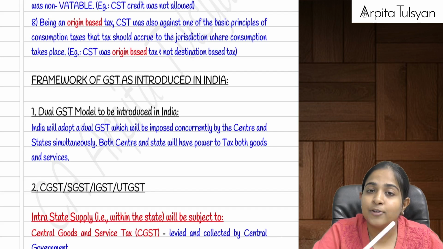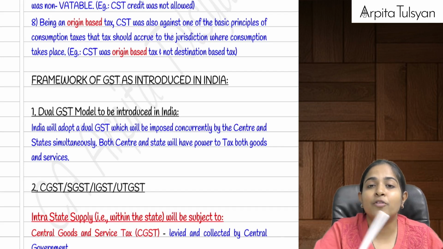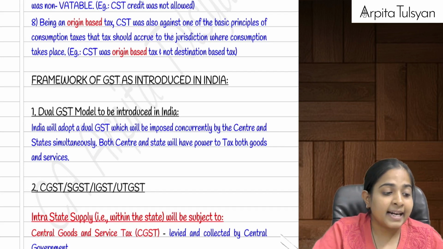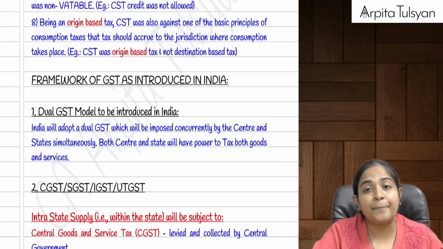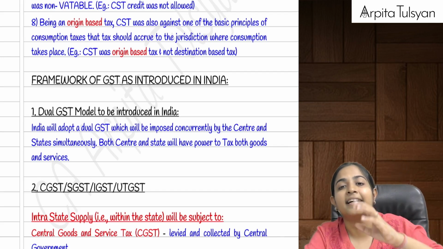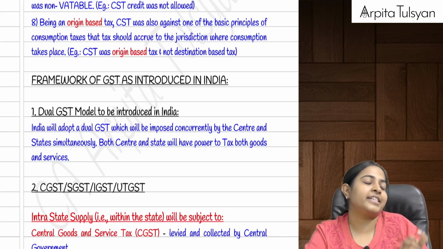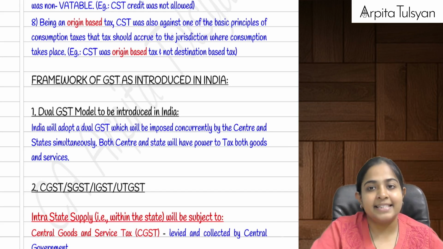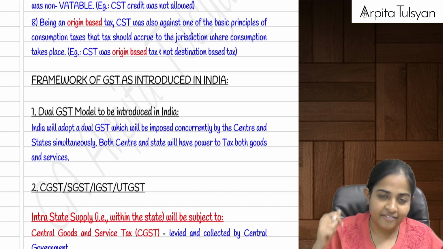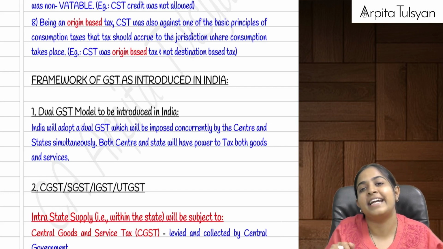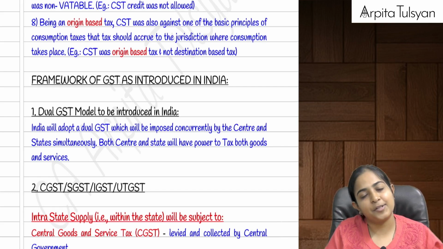Okay, in CST, you know what the logic was? In CST, the logic was that it was an origin-based tax. That is, the tax revenue will go to that particular government from where the sale started. Whereas what is happening in GST? GST is a destination-based tax. Destination-based tax means the revenue is going to flow to that particular state where the goods are ultimately consumed.